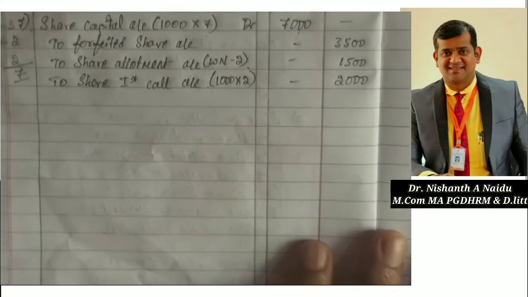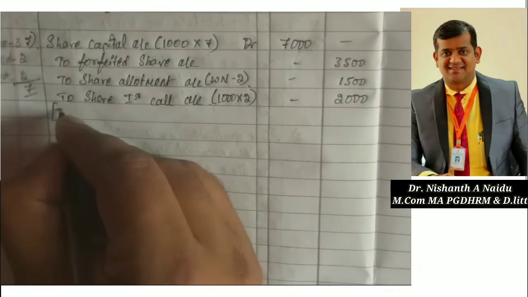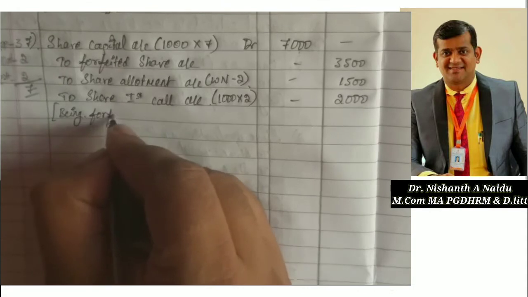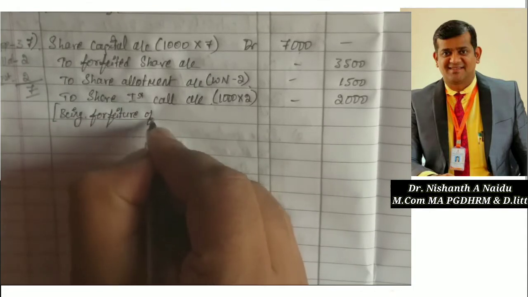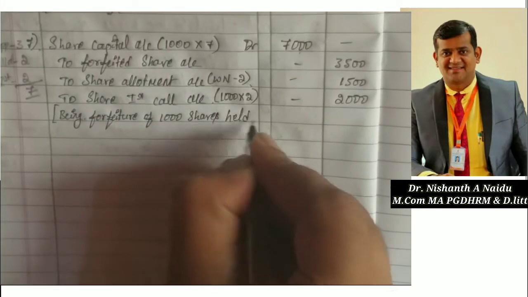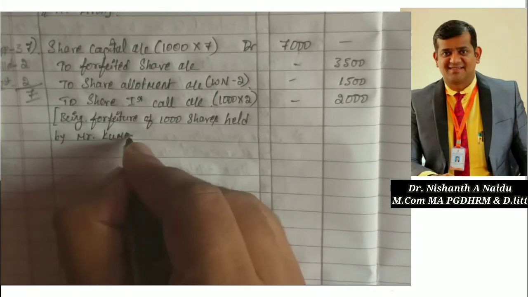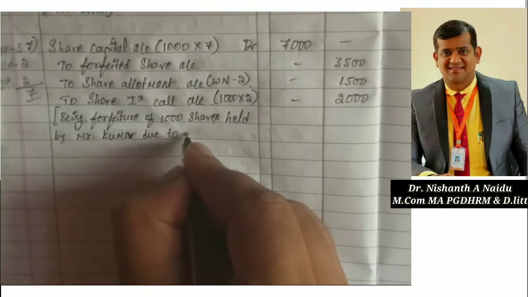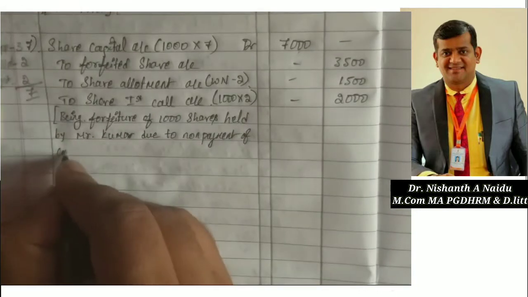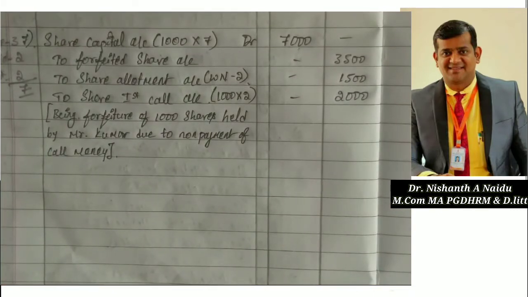Because we are forfeiting the share after the first call, write the narration being forfeiture of 1000 shares held by Mr. Kumar due to non-payment of call money. Okay, so this is the 7th entry.